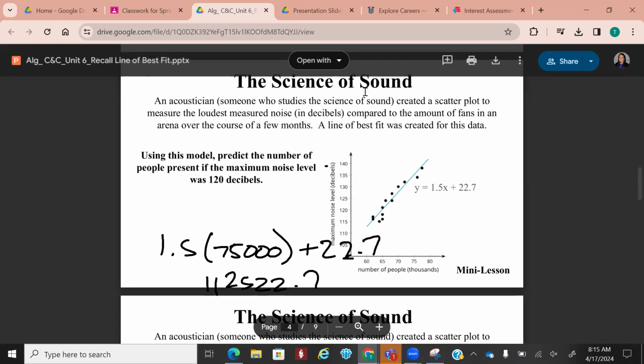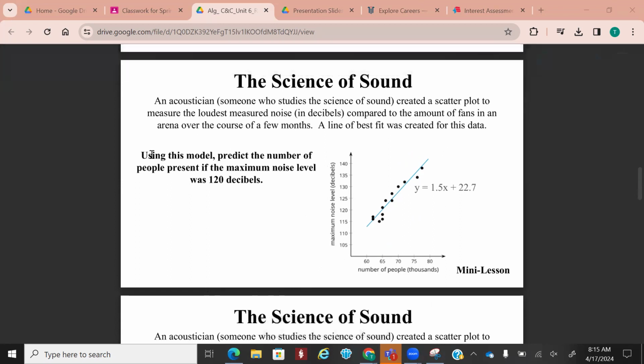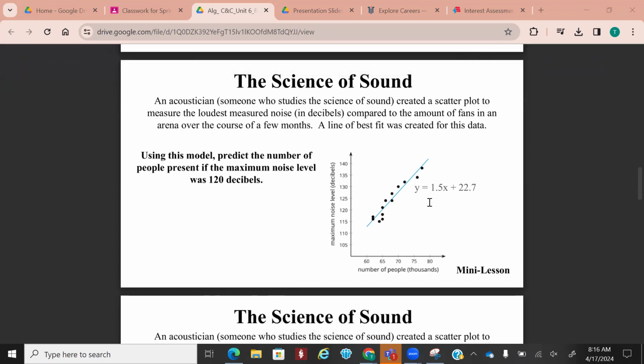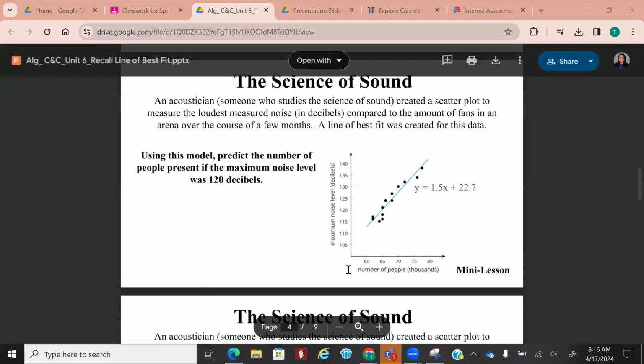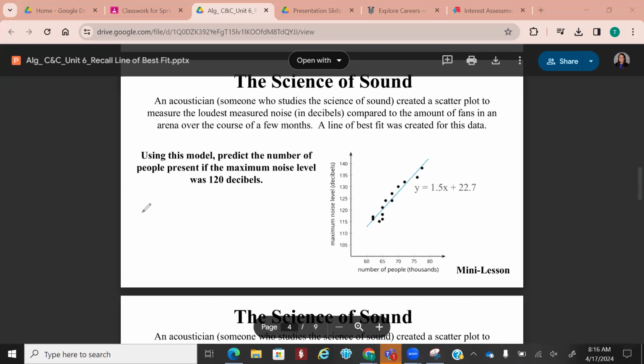Now here is the tricky part. This question is the same setup, but using this model, predict the number of people present if the maximum noise level was 120 decibels. So what are we going to do? Plug in where? For X or Y? For Y. So we're going to say 120 is equal to 1.5x plus 22.7.